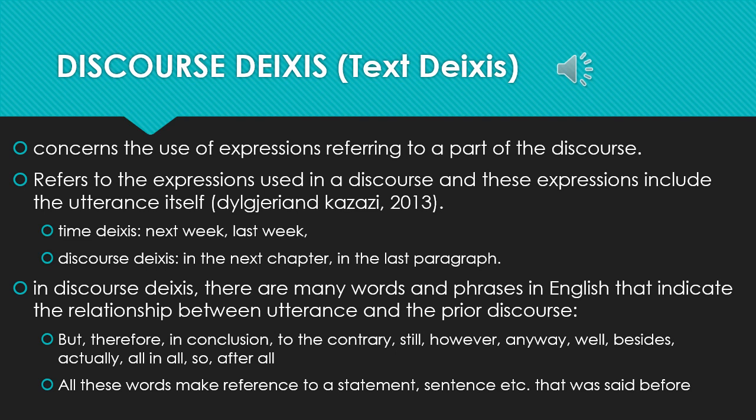And in discourse deixis, there are many words and phrases in English that indicate the relationship between the utterances and the prior discourse, or that something happened before in the discourse. For example, but, therefore, in conclusion, to the contrary, still, however. They have to do with something that was stated before or what might be stated after that. And also, all these words make reference to a statement or a sentence that was said before.